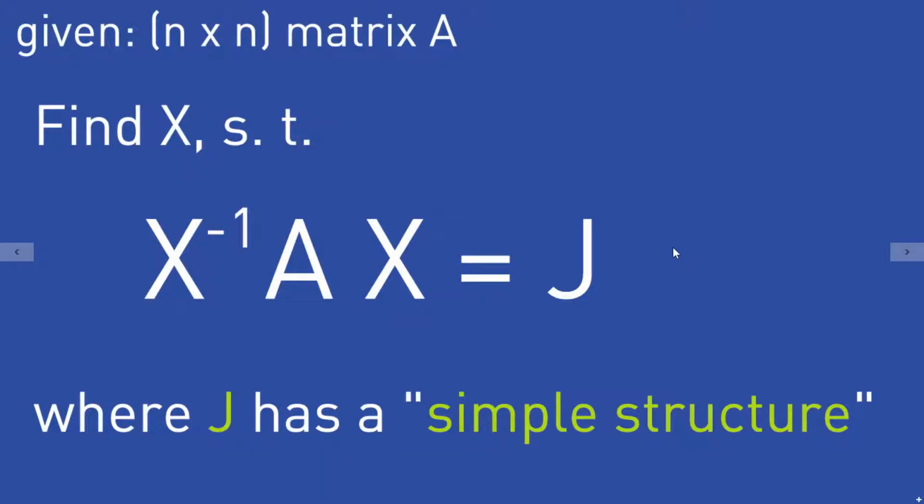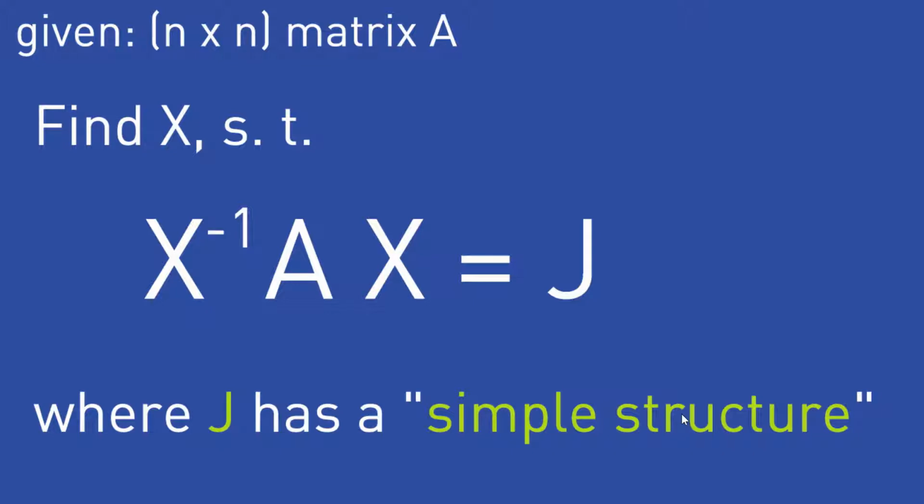Jordan normalization is all about transforming an n times n matrix A into a very easy form. When talking about transformation, we mean the process of finding an invertible transformation matrix X so that X to the power of -1 times A times X is equal to some matrix J. And we want to find this matrix X in a way that the resulting matrix J has a very simple form and structure.